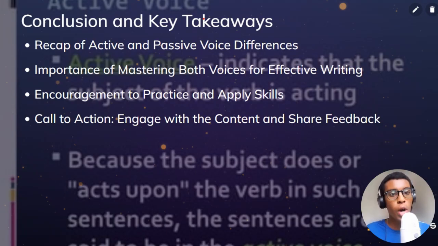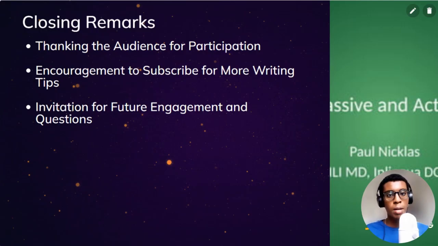By knowing when and how to use each, you can control the tone and impact of your writing, making it more effective and suited to your audience. Remember, practice makes perfect. As you continue writing, take the time to review your drafts, identify where you're using active and passive voice, and decide if it's serving your intended message. With this skill, you'll not only improve your writing but also become a more versatile communicator.